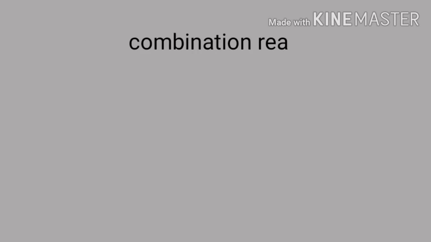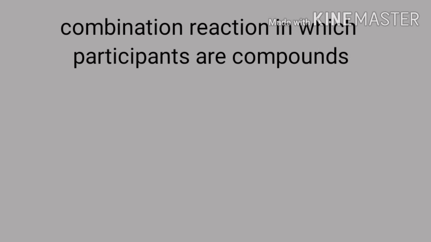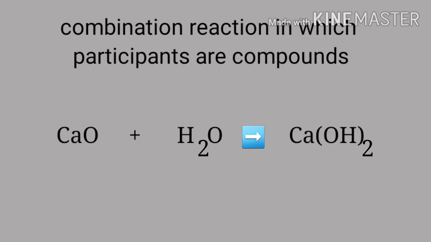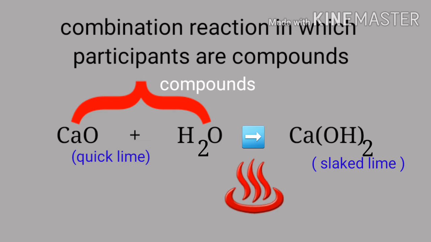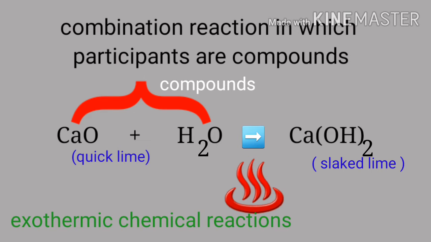Now we are going to examine combination reactions in which the reactants are compounds which are formed by combining two or more elements. Calcium oxide, which is known as quicklime, reacts with water and gives calcium hydroxide, which is known as slaked lime. Here in this example, the two participants or reactants are compounds, that is calcium oxide and water. In this reaction, lots of heat energy is released, and this type of reaction is known as exothermic chemical reactions.